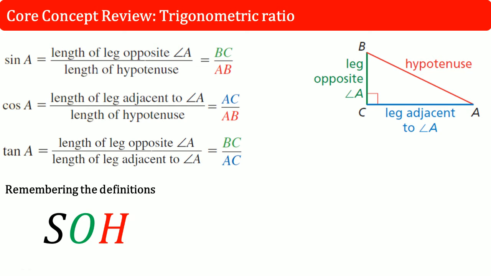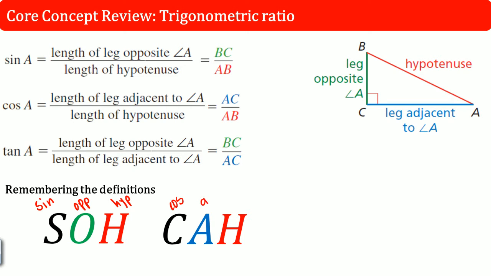SOH stands for sine is going to be your opposite divided by your hypotenuse. Like you see up here, they call this SOH. Then you have CAH, which is cosine, is your adjacent leg divided by your hypotenuse. Then you have your TOA, which is your tan, is your opposite divided by your adjacent.